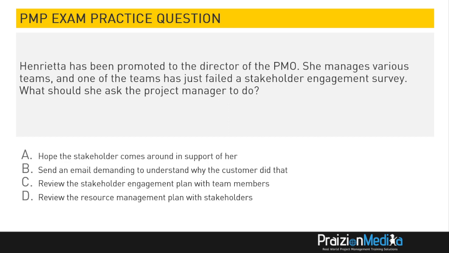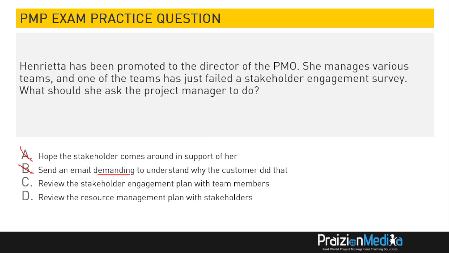Let's take a look. So, if a team failed a stakeholder engagement survey, you don't bury your head in the sand and you don't rely on dumb luck to come through. So A, hope the stakeholder comes around in support of her, is wrong. We won't do that. B, send an email demanding, watch that word, demanding to understand why the customer did that. Why did you fail us? No, it won't be B. So you're left with C and D.